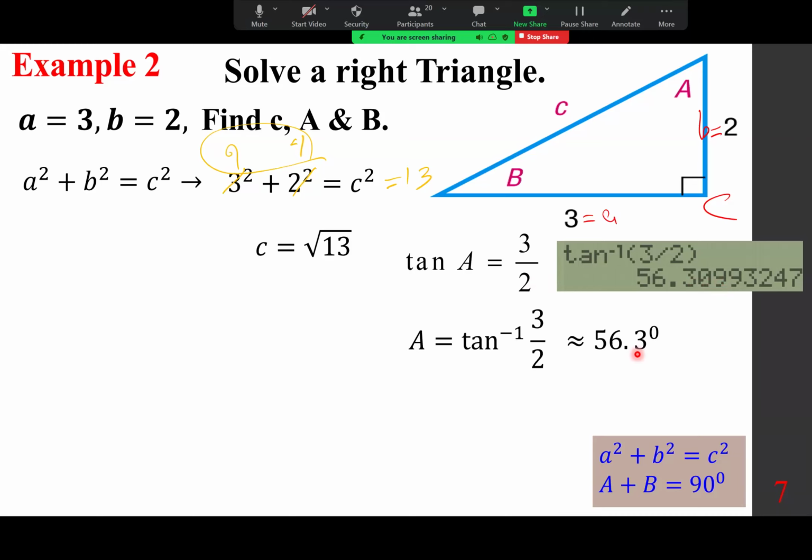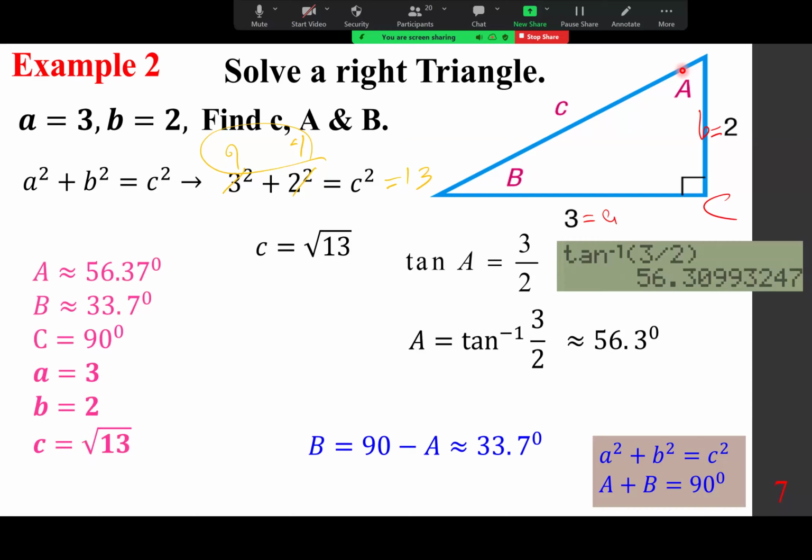All right, so if we have one of the angles, the other one should be this subtracted from 90, right? Because these two add up to 90, right? And you get 33.7. Now let's put all of them together. It's a good practice to make sure you have all of it. So capital A, we found it to be 56.3 degrees. Capital B, those are angles, 33.7 degrees. Capital C, we know it to be 90 degrees. Lowercase a was given. Lowercase b was given, 3 and 2. And lowercase c was found to be square root of 13. So this is organizing it in essence.